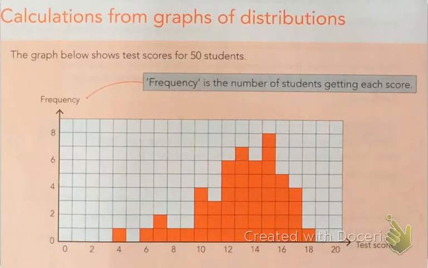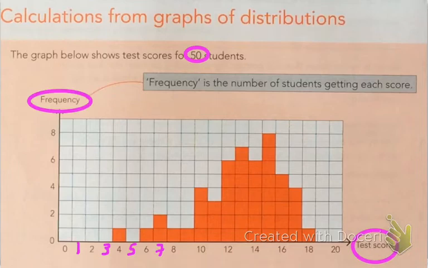Right, we're looking at the graphs of our distributions on pages 8, 9 and 10 of our workbook. So looking at our first example here, we can see that we're talking about a graph for 50 students. With that, we are looking at the axes of the graph. We've got the test score along one axis, going up in steps of 1: 0, 1, 2, 3, 4, 5, 6, 7, 8, 9, and so on. On our next axis, we have our frequency, and that again is going up in steps: 0, 1, 2, 3, 4, 5, 6, and so on.